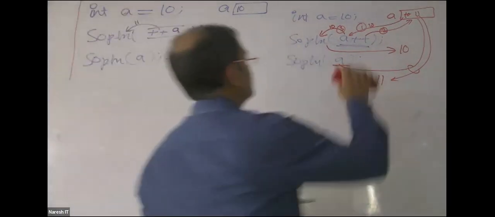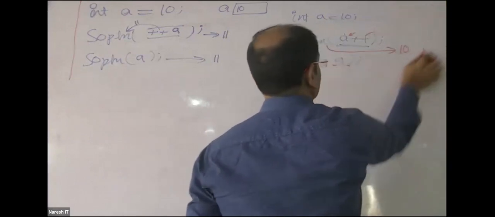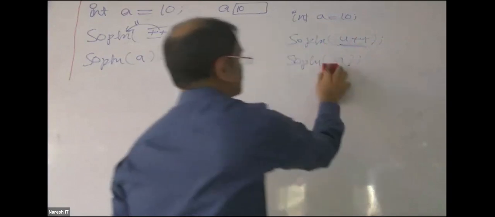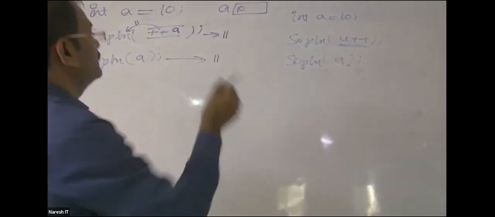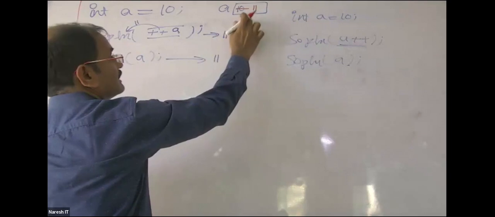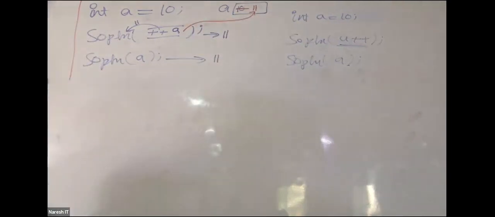Say, this side, right. Here what is the value? 10 is replaced with 11 in the memory diagram. In the memory diagram, plus plus a increases it to 11.